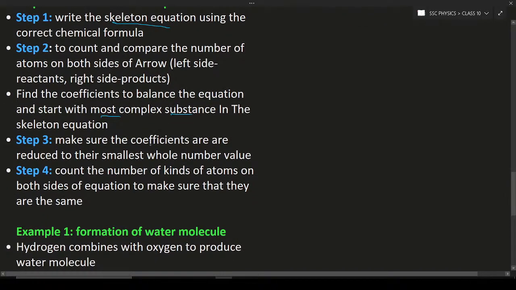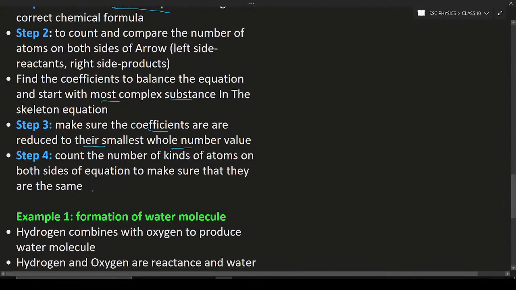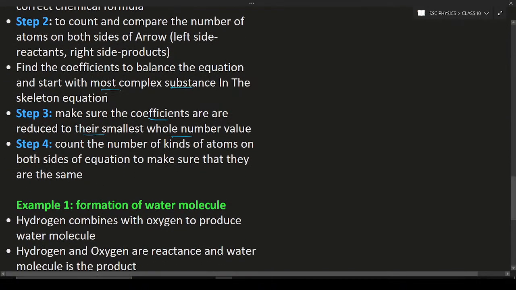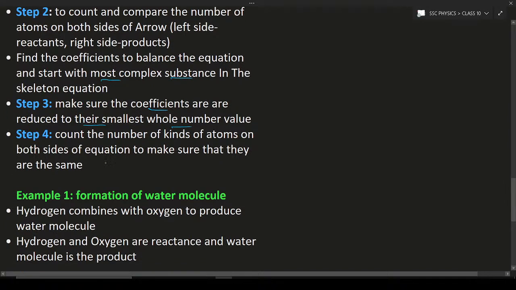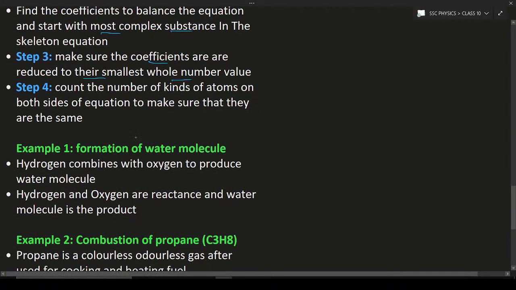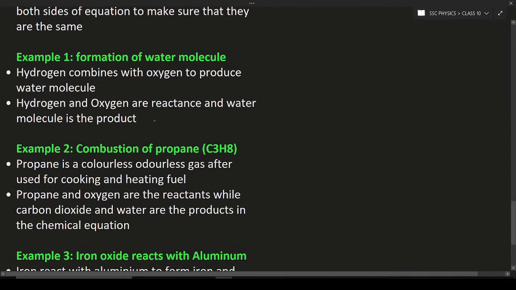The third step is to make sure the coefficients are reduced to the smallest whole numbers. Next is to count the number of each kind of atom on both sides of the equation. This is almost the same as step 2. Based on the four steps we have just discussed, we will try to solve some examples.